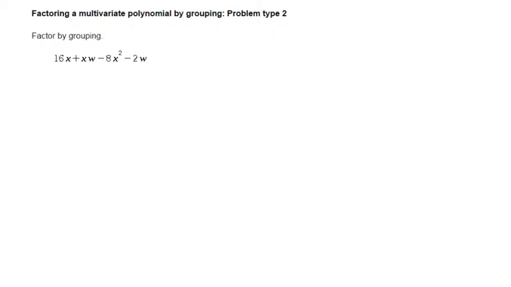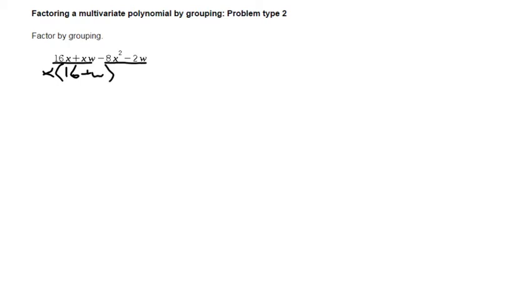So here is a polynomial, and it has four terms. So the only technique I have for this is to try to factor by grouping. I'm going to group these two together, and I will group these two together, and I will look to see if there's a common factor. So between 16x and xw, there is a common factor of x, so I'll pull that out, and then what's left is 16 plus w.